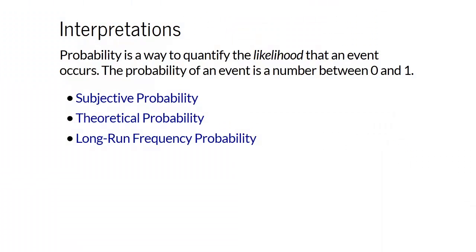Probability is the numerical measure of the chance or the likelihood of an event occurring. The probability that an event occurs is always a number between 0 and 1. The word probability is commonly encountered in everyday language, but it can have different interpretations. The three interpretations that we will discuss are subjective probability, theoretical probability, and long-run frequency probability.